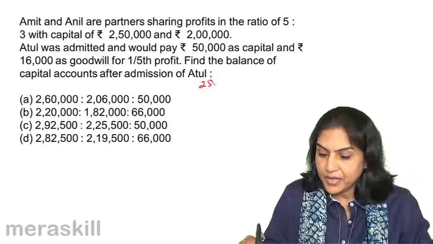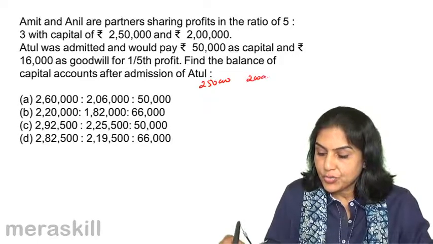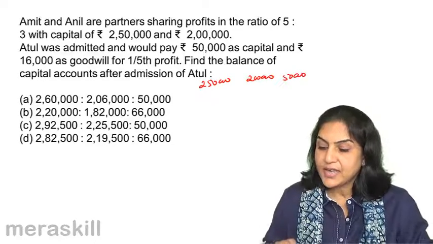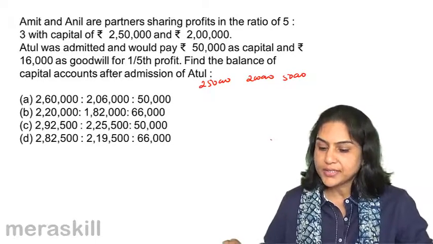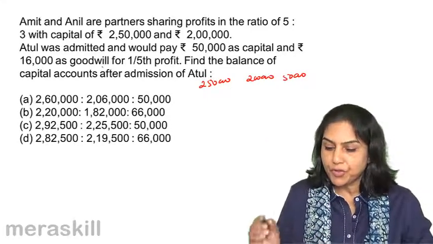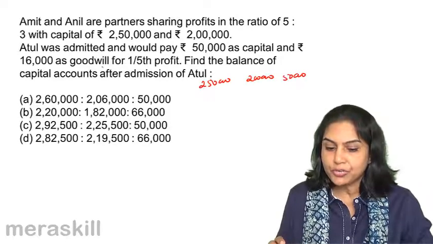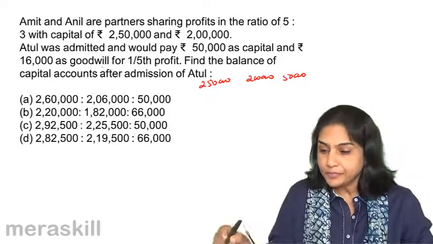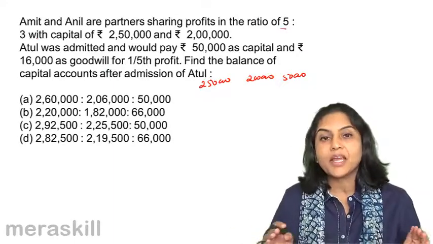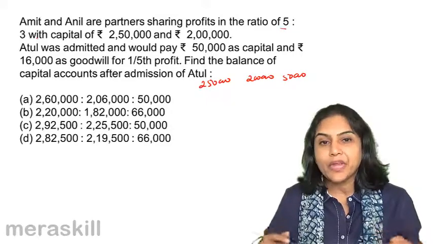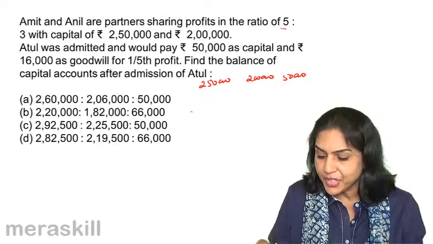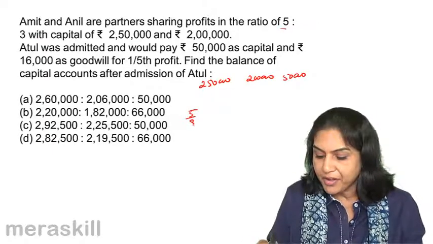Amit has 2,50,000, Anil 2,00,000 and Atul is admitted and pays 50,000 as capital. Now Atul is paying 16,000 as goodwill for 1/5 share. Let's see the old ratio, new ratio. Nothing is mentioned about the old partners. So what is assumed? They continue to share the profits in the old ratio between themselves, and therefore the sacrificing ratio is also 5:3.